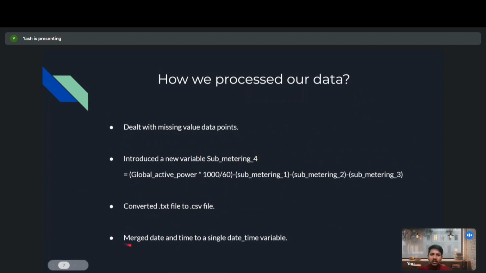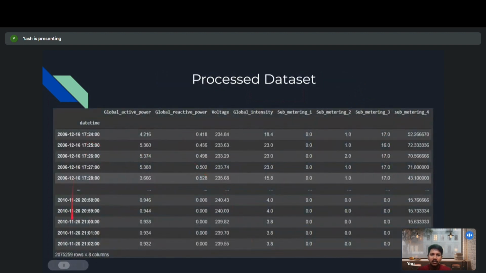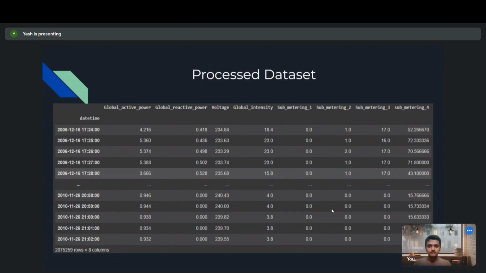Also, we merged the date column and the time column to form a single date time column. So after processing, the final data looks like this. As you can see, date time is now a single variable and it also has another variable, submetering 4. Now our next task was data visualization and Nishant will explain you about this.